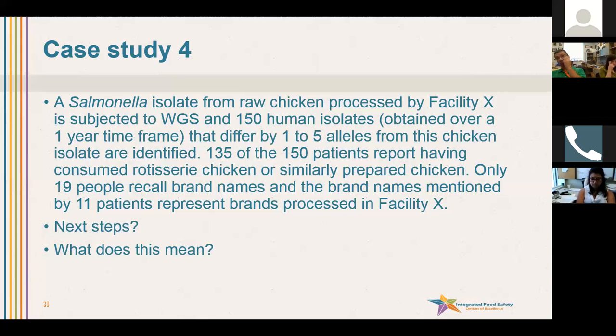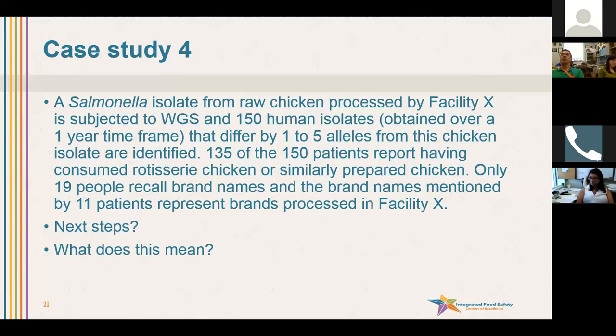And that chicken processor is a national brand. It's actually a very predominant brand. That company produces about 30% of the raw chicken that is pushed out throughout the US.